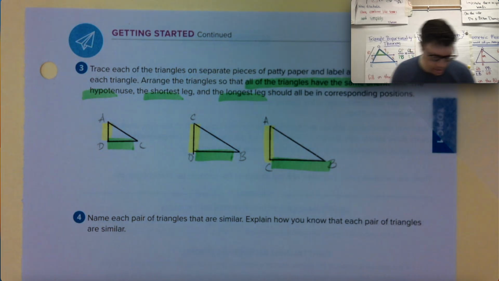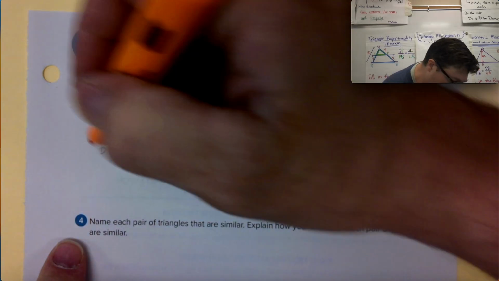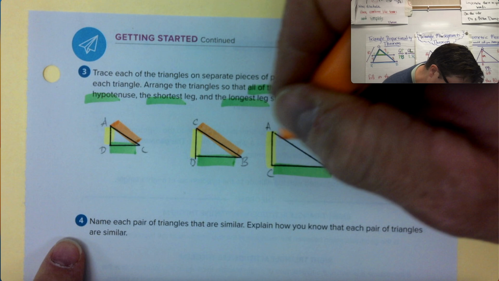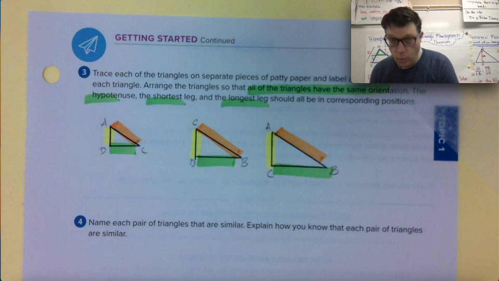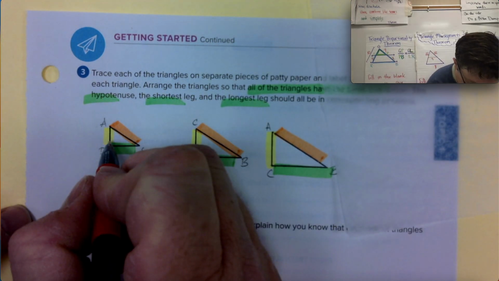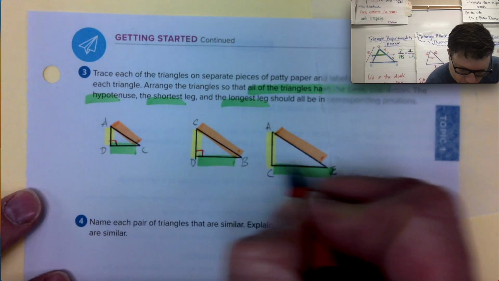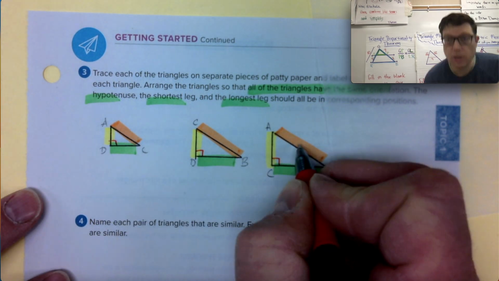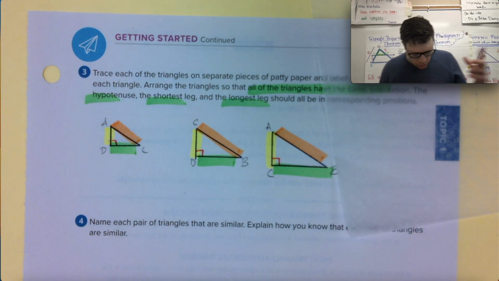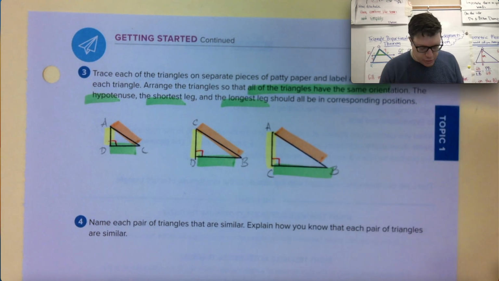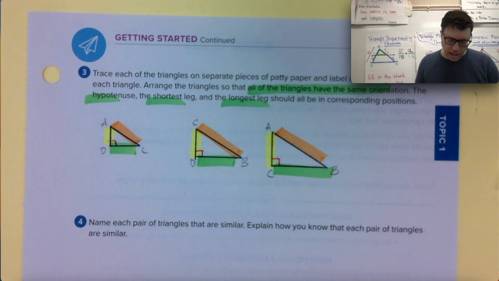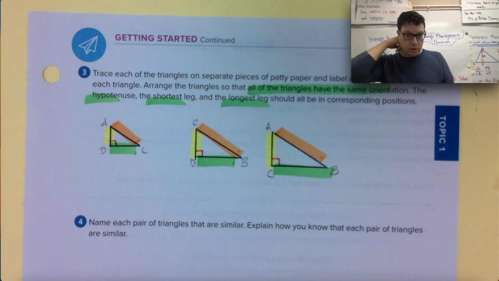Oh, I have it right here. Okay. And last of all, third color: hypotenuse, hypotenuse, hypotenuse. We also know the hypotenuses, or hypoteni, I don't know what the plural is, are across from the right angle. Okay, name each pair of triangles that are similar. Explain how you know that each pair of triangles are similar.